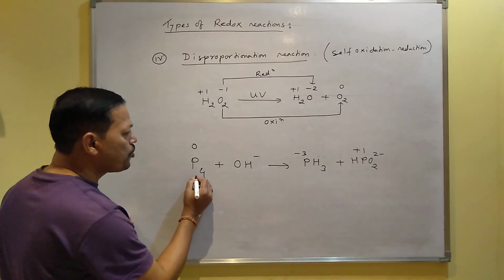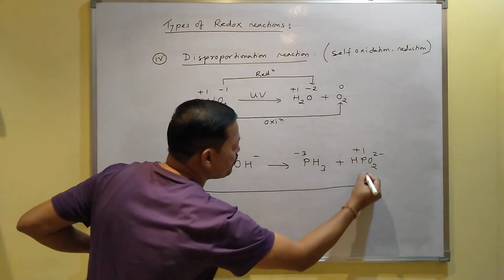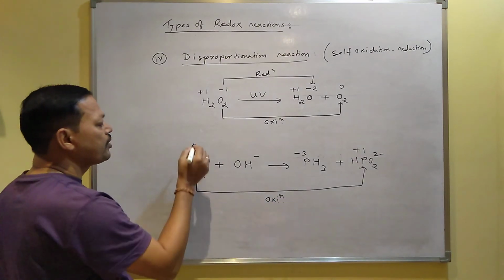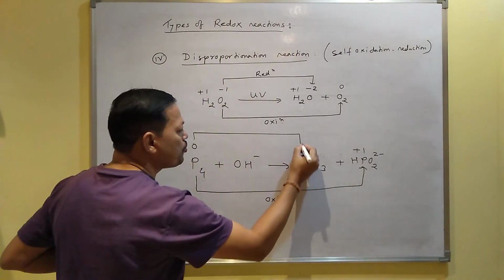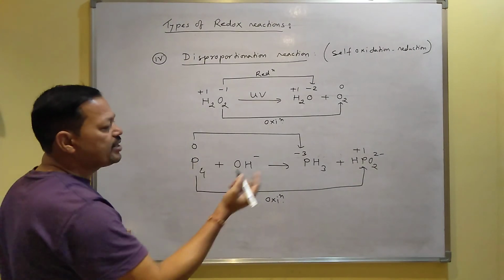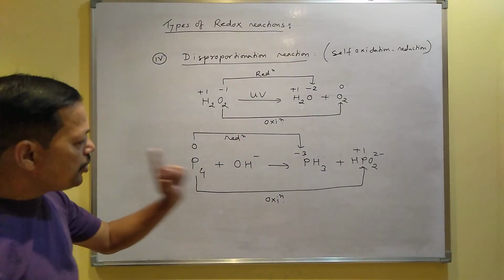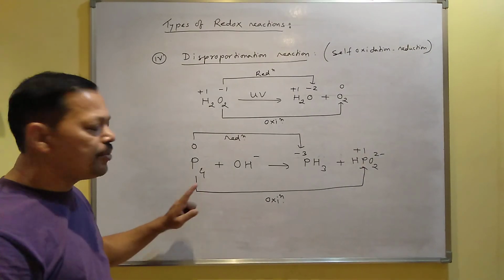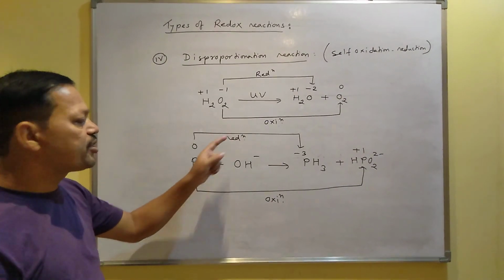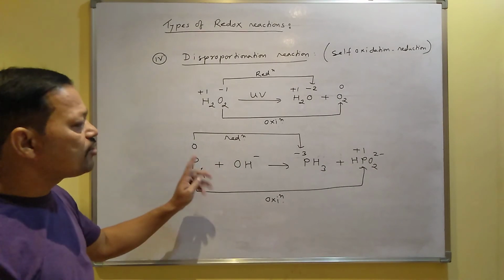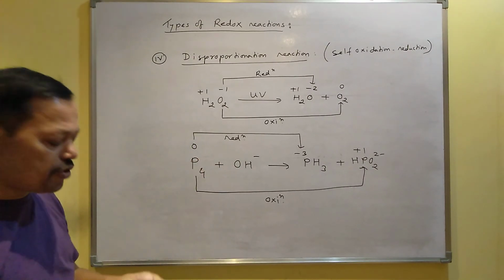Now here phosphorus is 0. Here phosphorus is +1. Increase in oxidation number, I mean it undergoes oxidation. Here phosphorus is 0. Here phosphorus is -3. I mean decrease in oxidation number takes place. I mean this one undergoes reduction. So here also one of the elements, I mean only phosphorus, undergoes both oxidation and reduction. I mean this is called self-oxidation reduction. So this is also one example of disproportionation reaction.